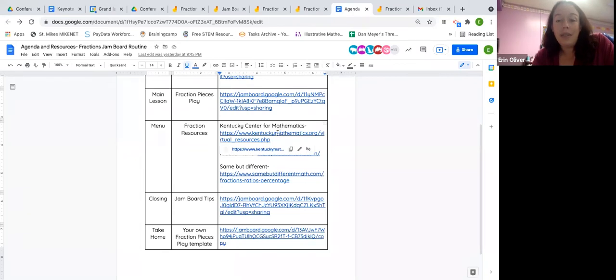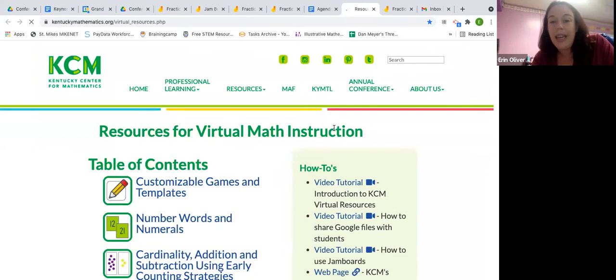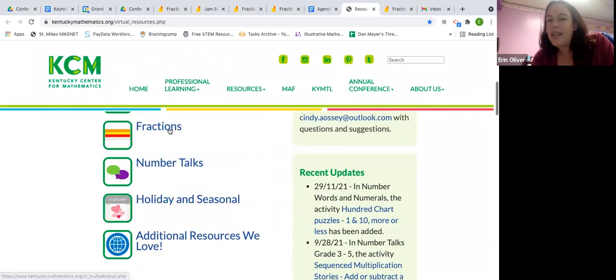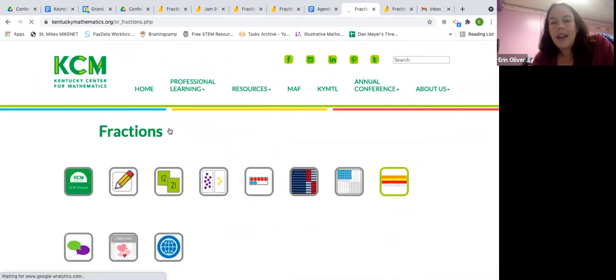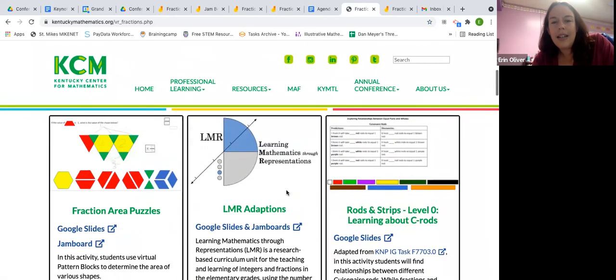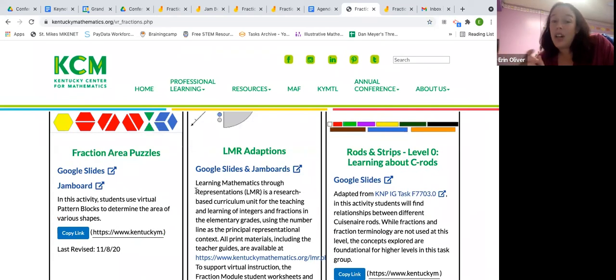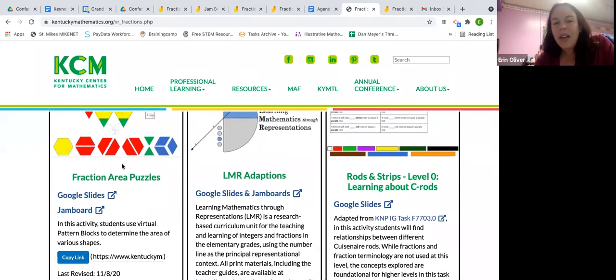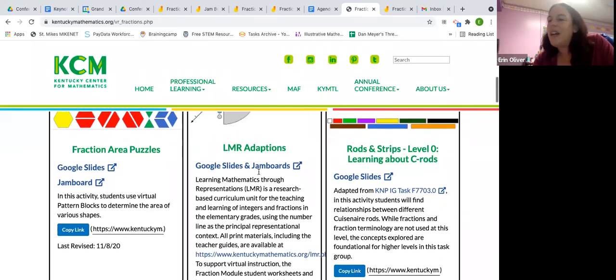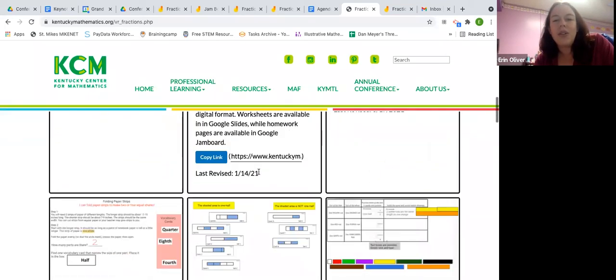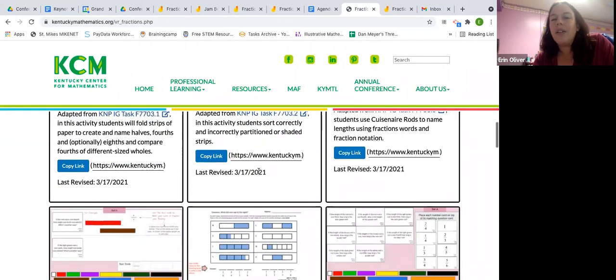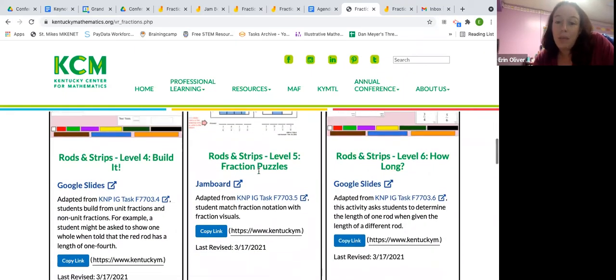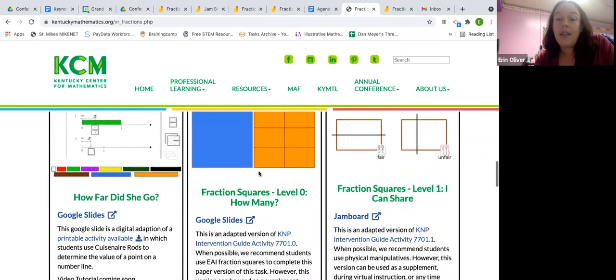So they have a ton of resources, and some of my inspiration for fraction JamBoards actually came from them. They have an entire section on fractions, and they have a mixture of Google Slides and JamBoard. So as my students were getting really good at JamBoard, we tried this fraction area puzzles one day and they loved it. There was a ton of rods and strips ones that I haven't tried with students, but some of what I learned is possible inside of JamBoard came from exploring stuff on this website.